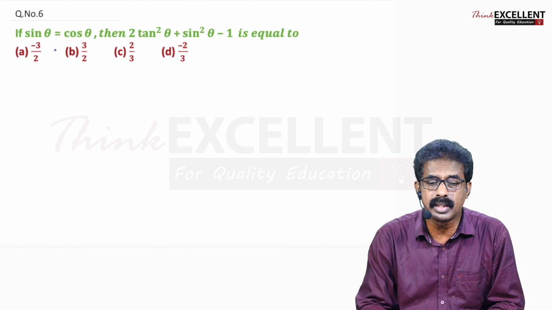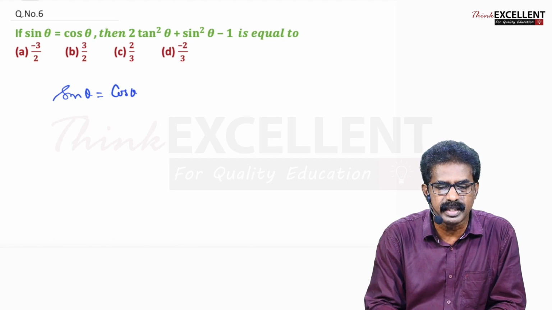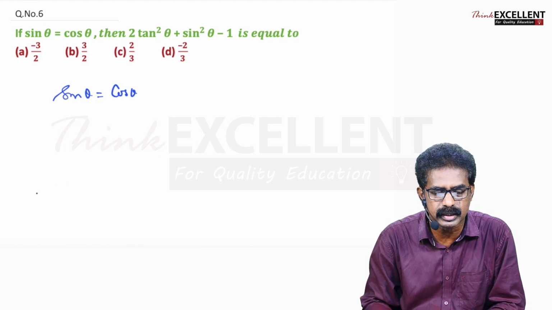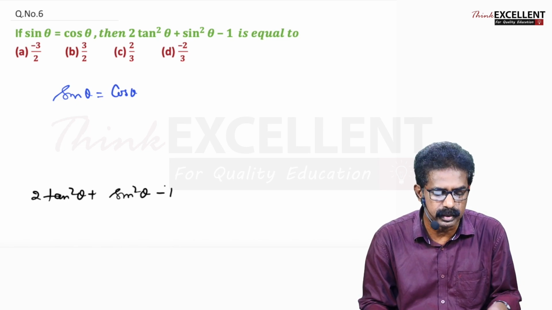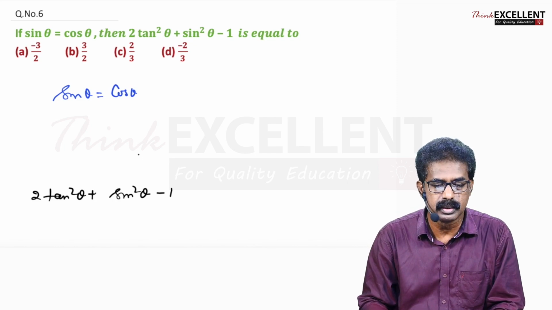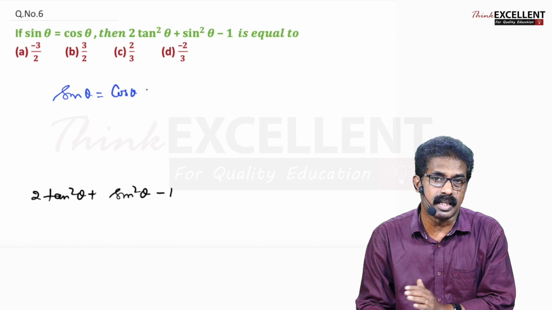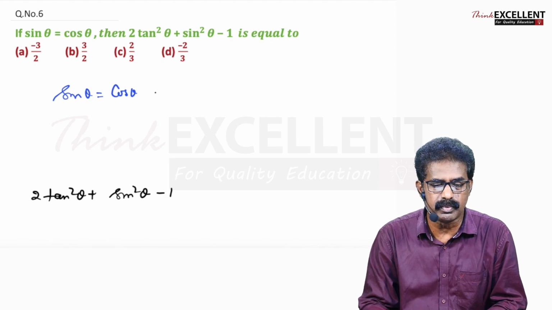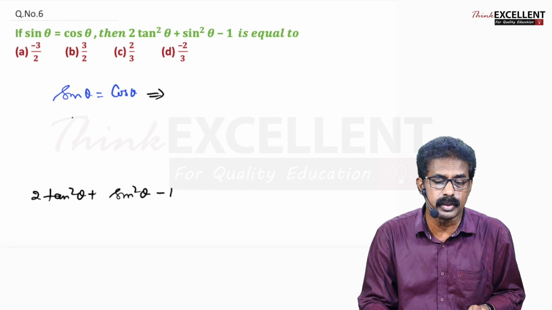Sin theta equal to cos theta. They asked to find the value of 2 tan square theta plus sin square theta minus 1. So listen how to do this. What is given here? Sin theta equal to cos theta. There are different methods. I am going to teach in a very simple way. Bring that cos theta to the other side. Take it to the denominator.